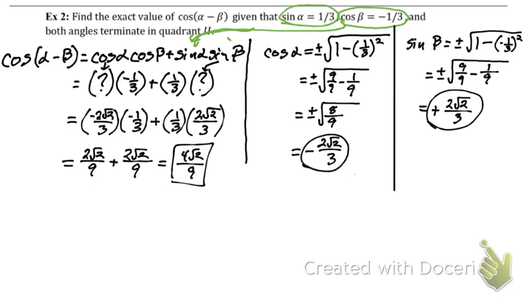Because as soon as you write it out, you're going to see you have cosine alphas, betas, sines, and you're like, oh, I know those values. I can plug them in. So always write them out.